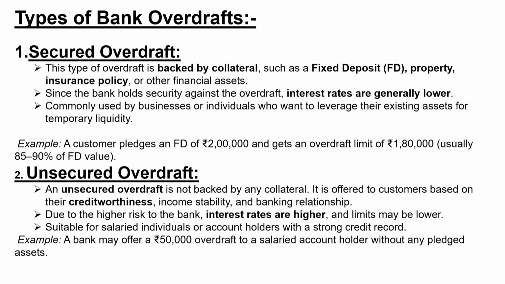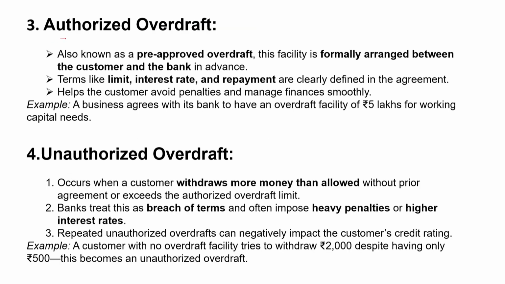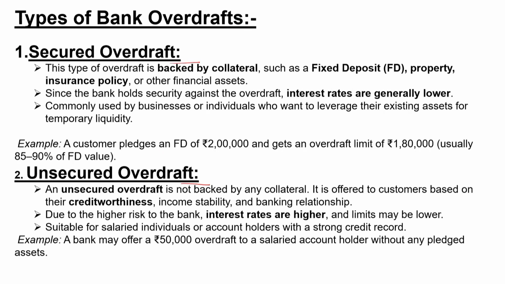Now let us understand the different types of overdraft that a person can take from the bank. Basically there are 4 categories. Number 1 is the secured overdraft, second is the unsecured overdraft, then there is authorized overdraft and unauthorized overdraft. Let us first understand the secured overdraft. What do we mean by secured overdraft?